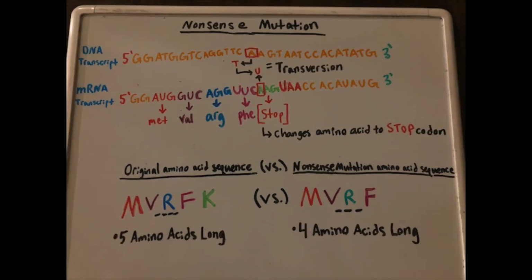If there was a mutation from changing the highlighted adenine to a thymine in the DNA coding strand, this would be an example of a transversion from purine to a pyrimidine. This mutation is considered to be a nonsense mutation, as when this thymine becomes a uracil in the mRNA transcript, this now UAG codon codes for a stop codon instead of the amino acid lysine. The result of this mutation would cause a shorter and likely non-functional protein.